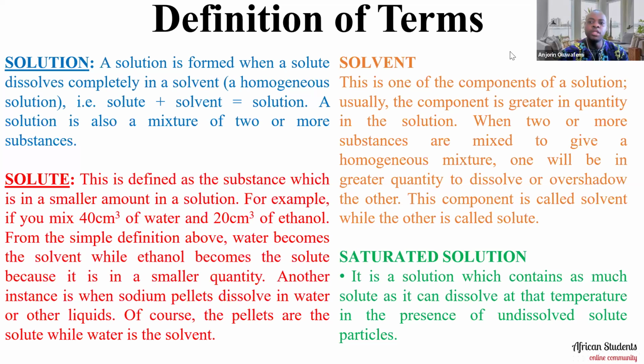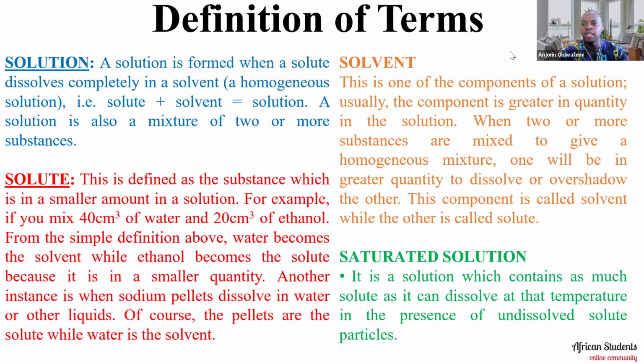Okay. The next thing we need to also define is a solvent. We say a solvent is one of the components of a solution. Usually, the component is greater in quantity in the solution. So when two or more substances are mixed to give a homogeneous mixture, one will be in greater quantity to dissolve or overshadow the other. This component that is most often in greater quantity is called the solvent, while the other that is in lesser quantity is called the solute. Okay.